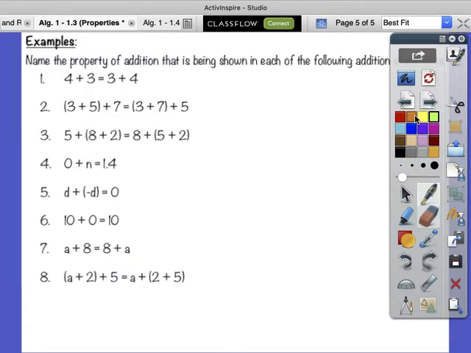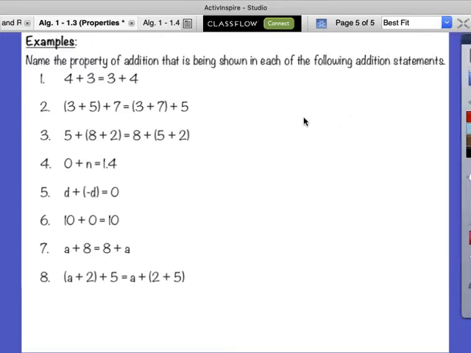So right below here, okay, we're going to name the property of addition being shown in each of the statements. So our first statement, 4 plus 3 is the same thing as 3 plus 4. So what property is this showcasing? Is it showcasing our identity, our inverse, the commutative, or the associative? Okay, Abby, what are you thinking? It's showcasing the commutative. Why do you say that? Because it said 4 plus 3 will still be the same as 3 plus 4. Yeah, it's saying the order we add them in doesn't matter. If we move them around, they're commuting around in a different order from the left to the right side, it's going to be the same. Okay?